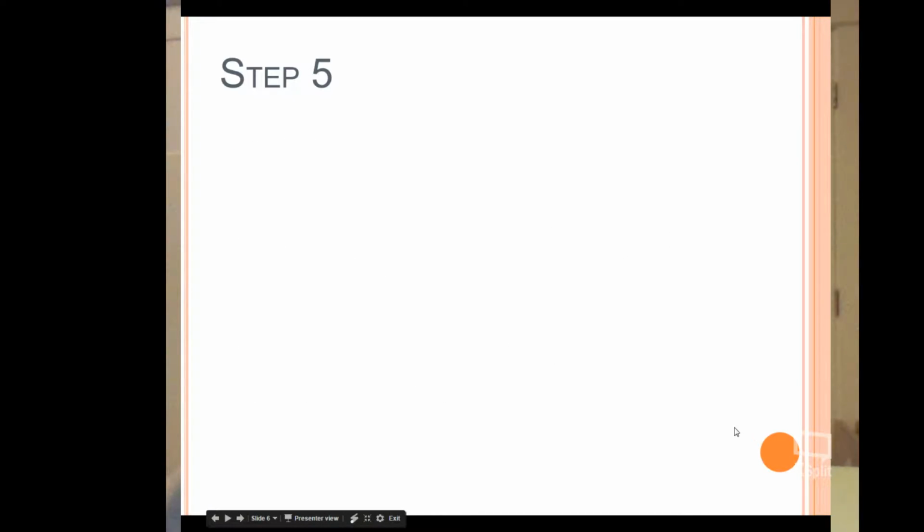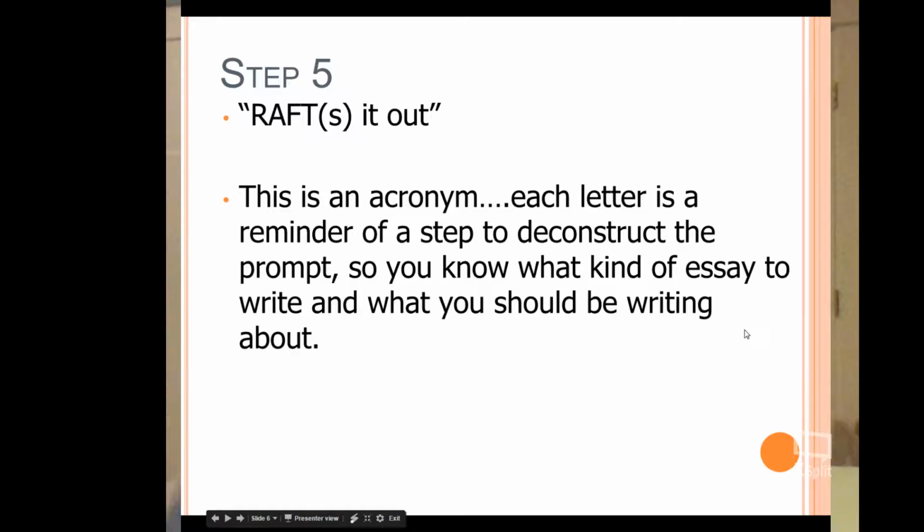Step 5. Raft it out. Okay, now you're probably wondering, what is RAFT? This is an acronym. Each letter is a reminder of a step to deconstruct the prompt so you know what kind of essay to write and what you should be writing about.